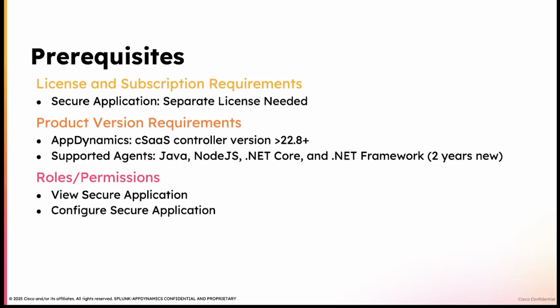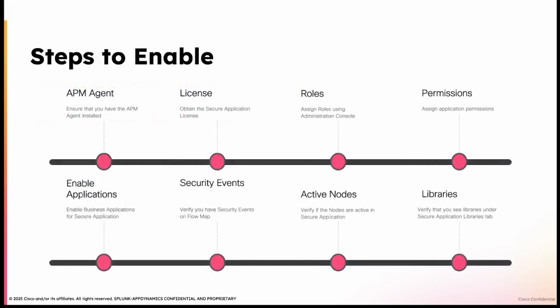So there are a couple of pertinent permissions. If you just want to stare at the secure app dashboard and all that stuff, you need the view secure application permission, for whichever role you come up with. And then the other one, if you want to come up with policies and stuff like that, which we'll talk about in next week's session, more like the edit privileges, configure privileges, is configure secure application. All right. I'm going to just quickly run through these steps to enable.